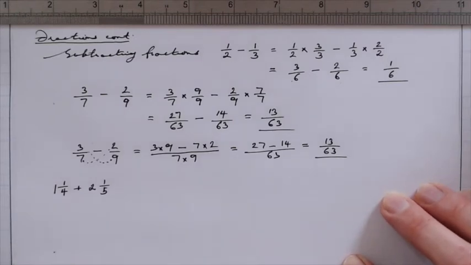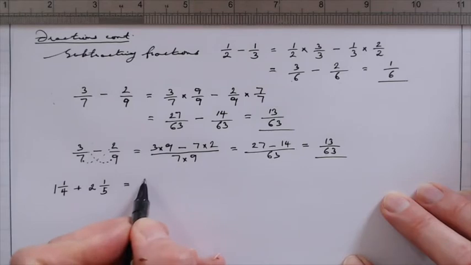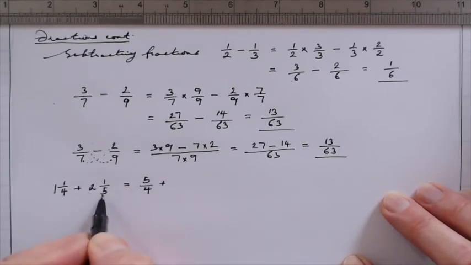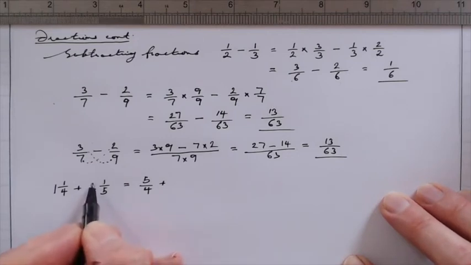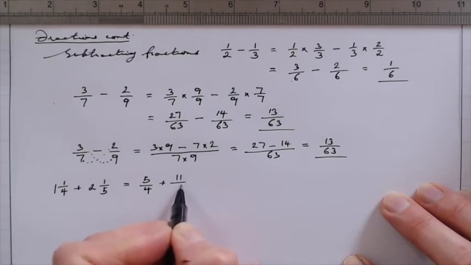Now, given that the whole numbers in these mixed numbers are relatively small, one way to go about this is just to convert both to improper fractions. So 1 1/4 we can write as 5/4, and then we're adding it to 2 1/5. Now, if I want to think of 2 in fifths, it would be 10/5 plus a fifth is 11/5.